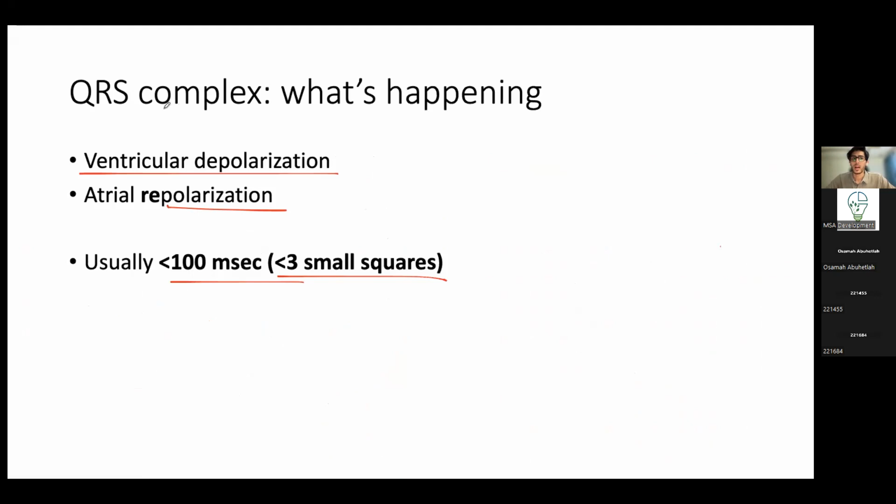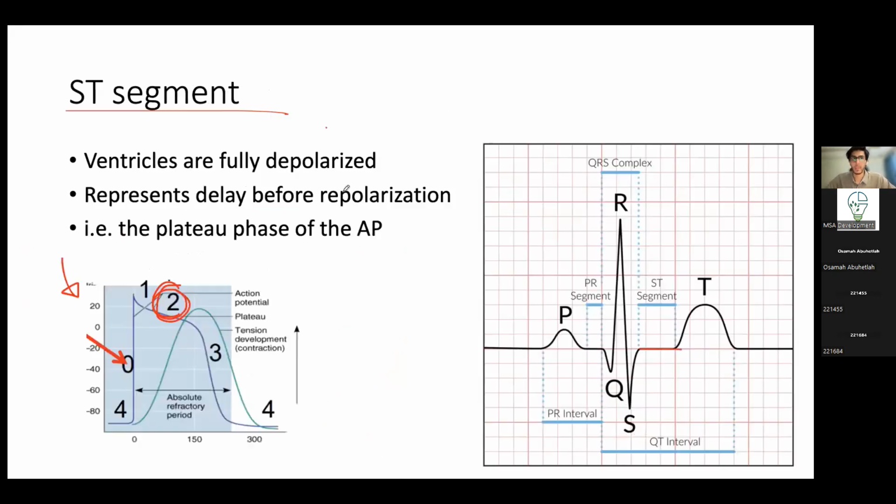The QRS complex in its entirety represents the ventricular depolarization and the subtle, unobservable atrial repolarization. The ST segment is the isoelectric line between the QRS complex and the start of the T wave. It represents the plateau phase of the ventricular action potential, which is phase 2 right here.